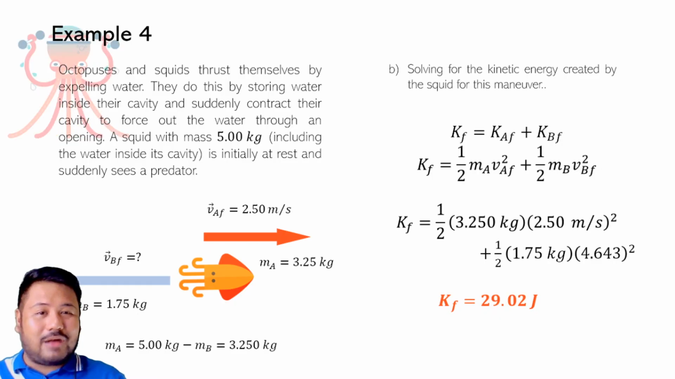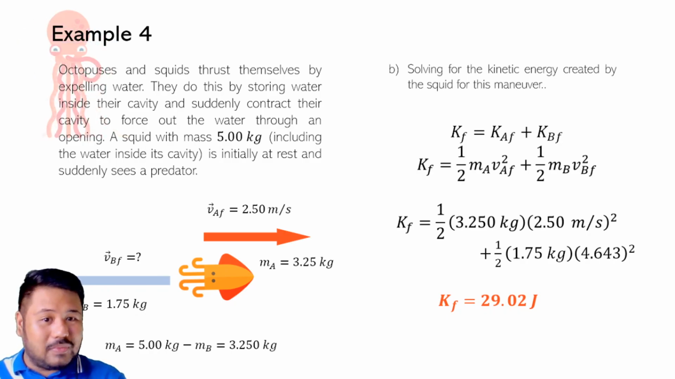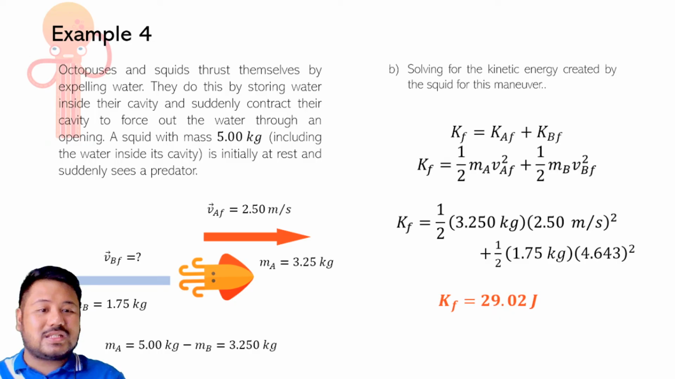Directly substituting our values, we now have the final kinetic energy, and that is 29.02 joules. Since the initial kinetic energy is 0, the kinetic energy produced by the squid is 29.02 joules. The kinetic energy is created by the work done by the squid as it expels the water.